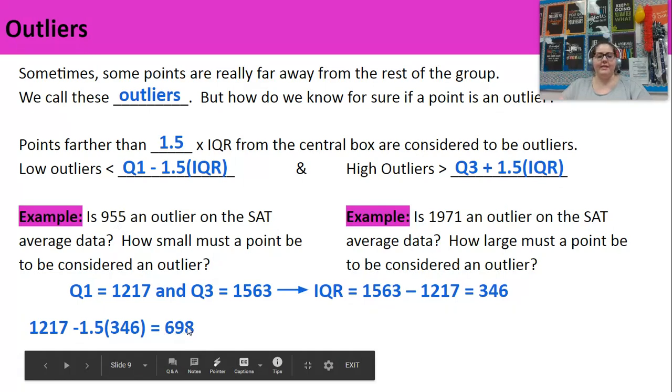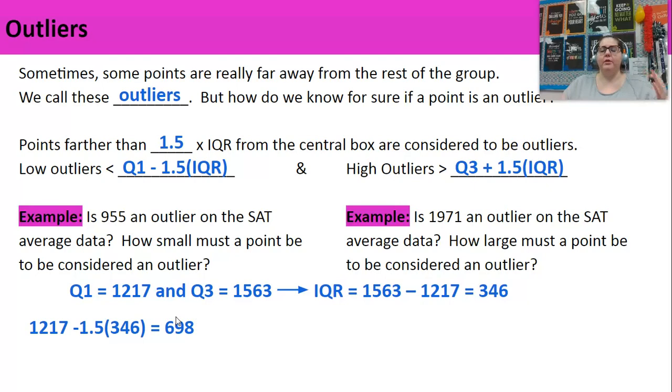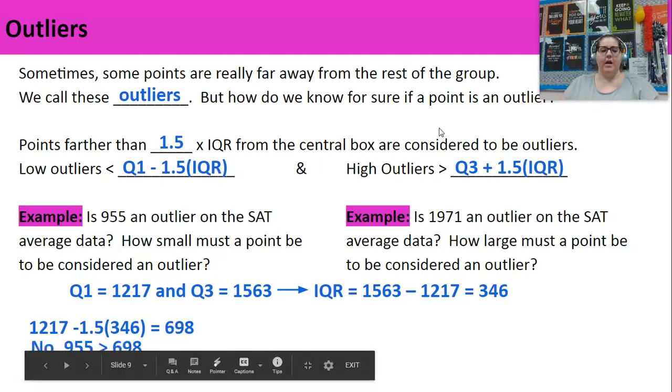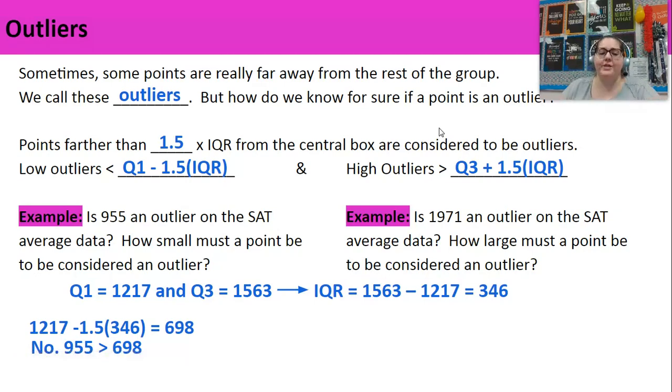You can think of this 698 as, I sometimes call it, the lower fence or the lower boundary. Basically this number is saying this is as low as our data should go. Any values below this are definitely outliers, meaning that they're super far away from the majority of the data. So since our number 955 is not less than 698, it's greater, it is not an outlier. It would have to be smaller than 698 to be considered a low outlier.